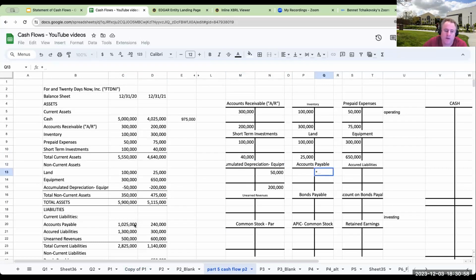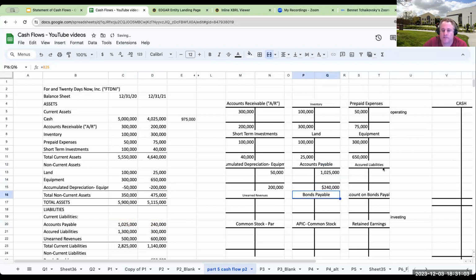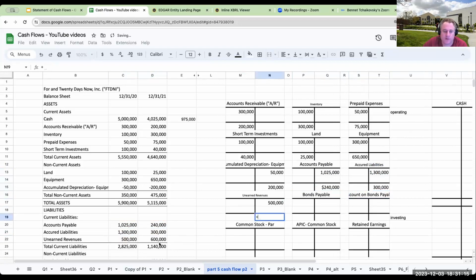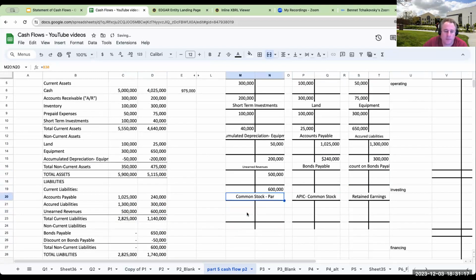Accounts payable is going to have a credit balance over here. Accrued liabilities went from 1.3 million to 300,000. Unearned revenues went from 500 to 600. Bonds payable went from 0 to 650. Discount on bonds payable. Remember, a discount, which is negative in the liability section, means it's going to have a debit balance.